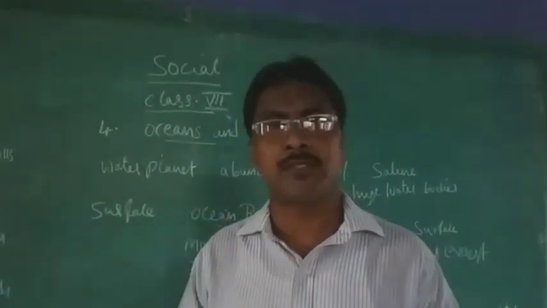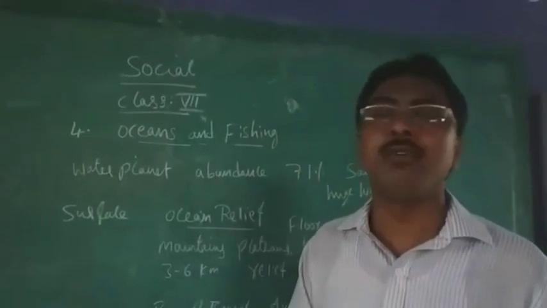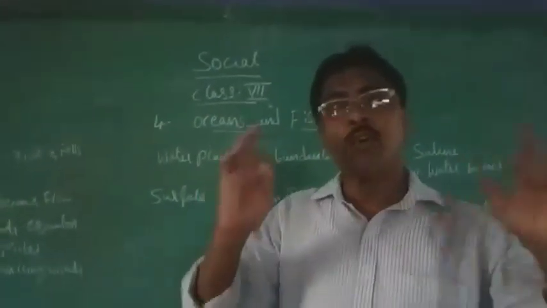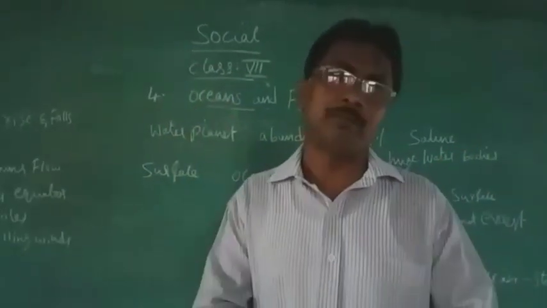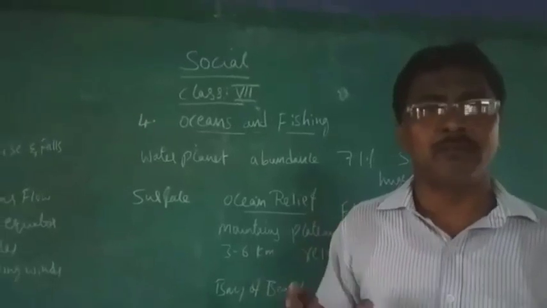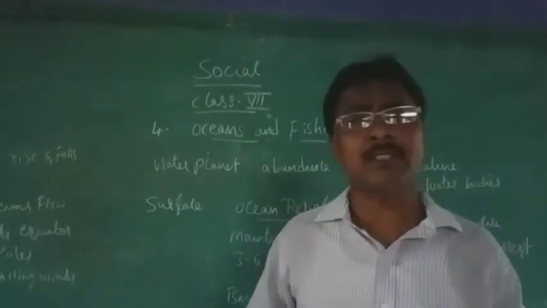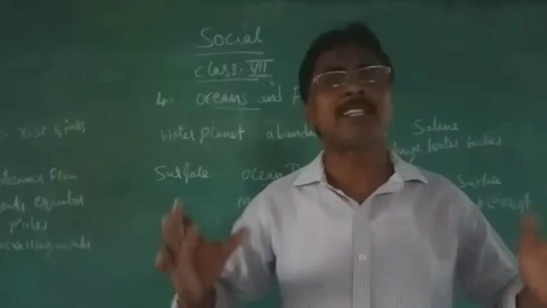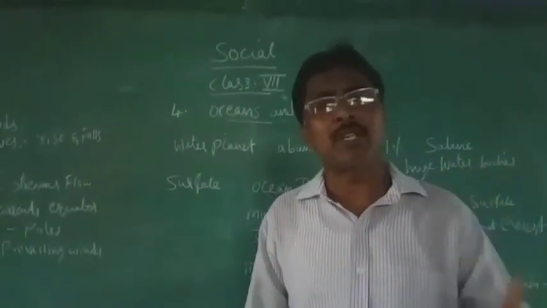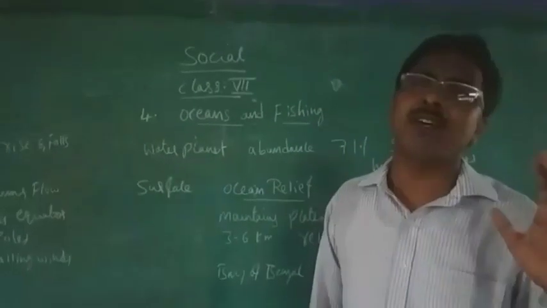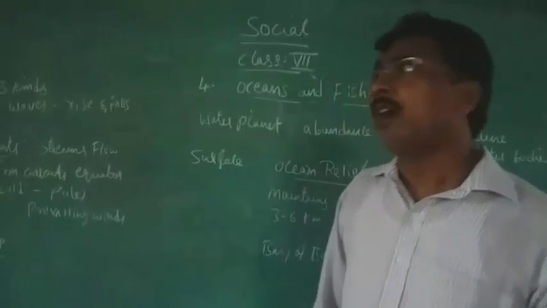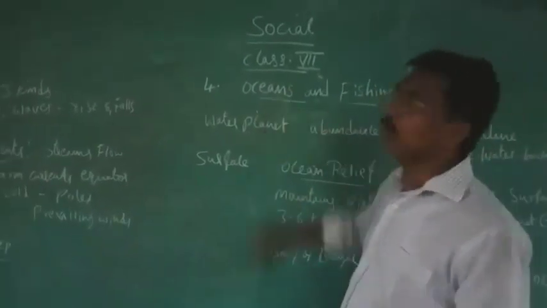There are 5 oceans. In the previous class I told you about the rivers and groundwater. The globe looks blue in color. That means the earth's surface is covered by water. 71% of the earth is covered by water. But here we are going to discuss the ocean.